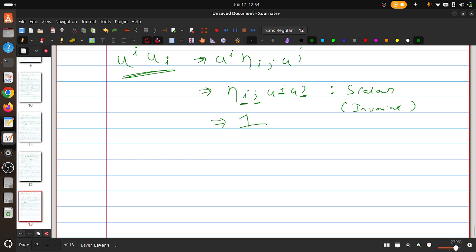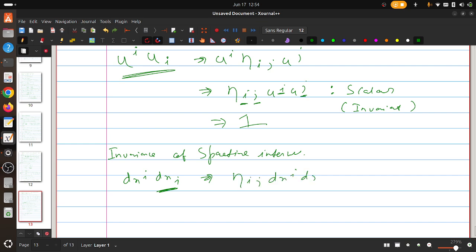Similarly, you can write the invariance of the space-time interval also. We write dxi, where we have defined what dxi is exactly. Again, we can write it in terms of eta ij dxi dxj. So this is also an invariant quantity, because it is contracted.